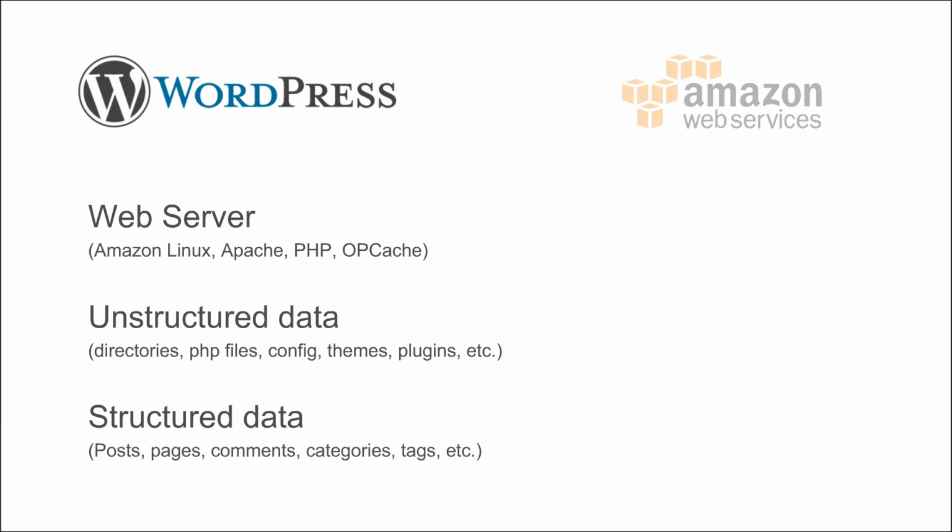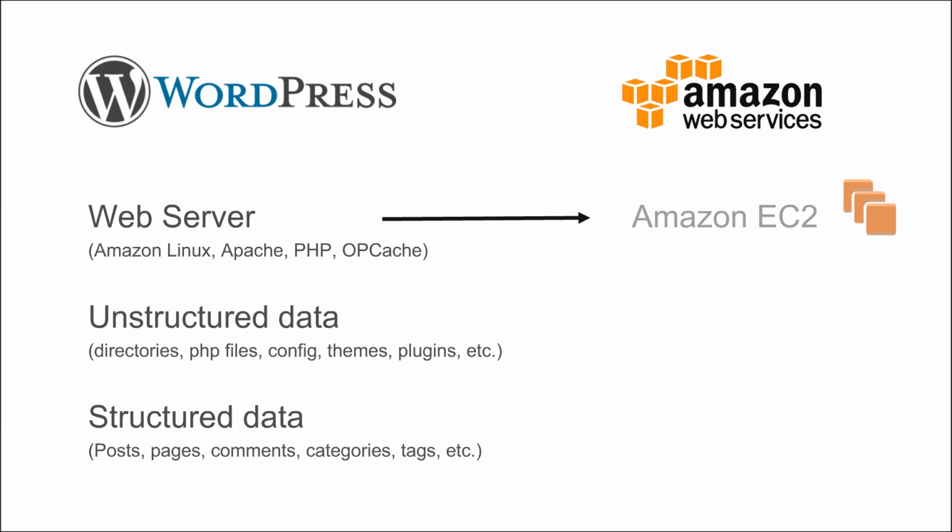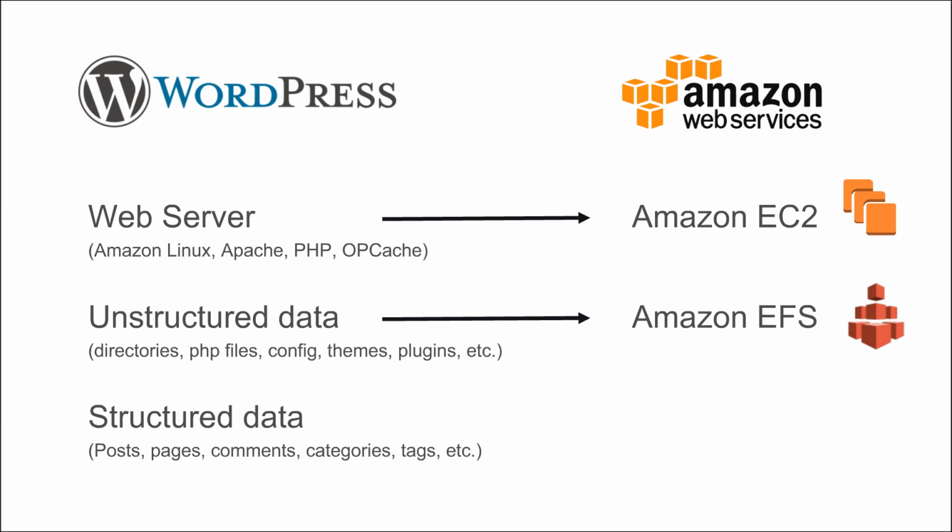So if we map that to AWS, the web server will be running, of course, on Amazon EC2. Now this could be a single EC2 instance, or it could be a fleet of EC2 instances. The unstructured data needs to be accessed by all of the instances, so the data is the same and shared across all the instances within the fleet. So it can really deliver that same content. So this unstructured data is going to reside in Amazon EFS.